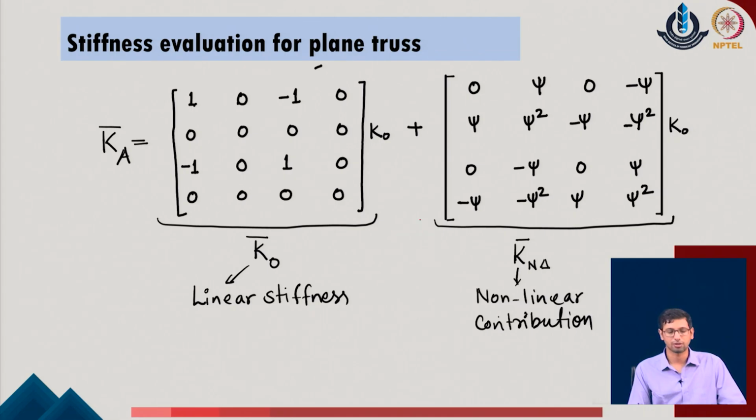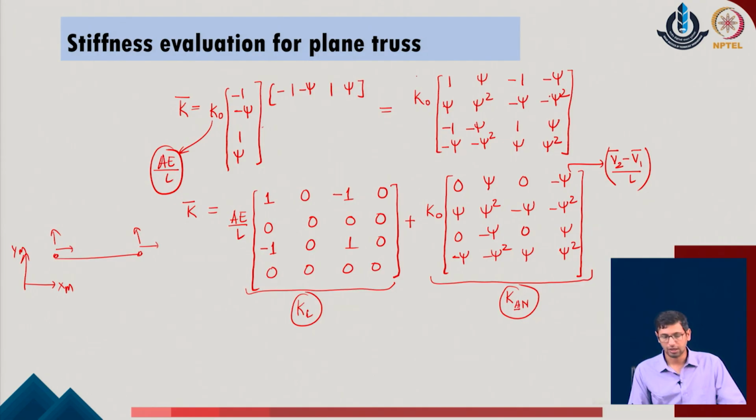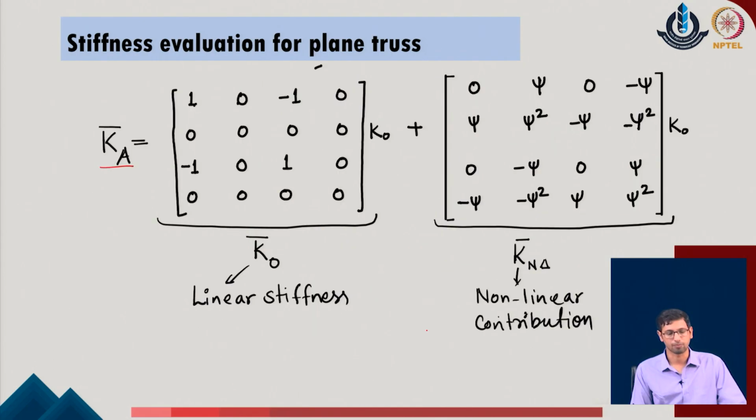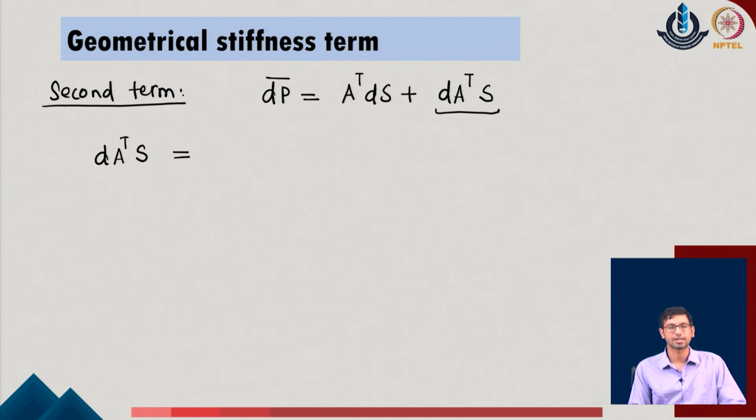So this is what we have written: the overall k of A which we got in the system is written as the first part, which is the linear stiffness, and the second part, which is the nonlinear contribution of the system. I will just correct this and write it as k of n delta, with the bar symbols in the given system. So the linear stiffness and the nonlinear contribution have both been identified. Now I can go ahead with the second term, which we didn't take up until now.